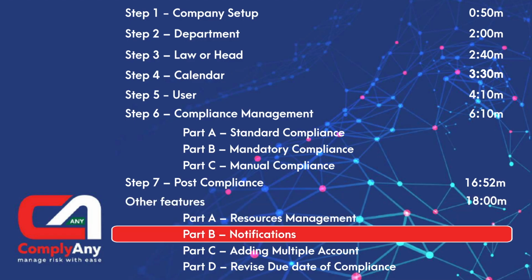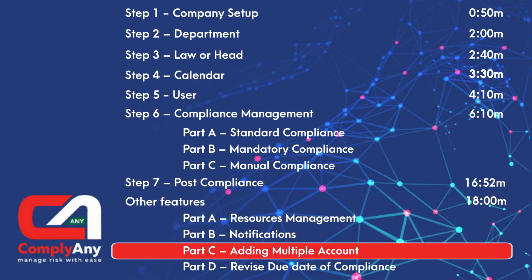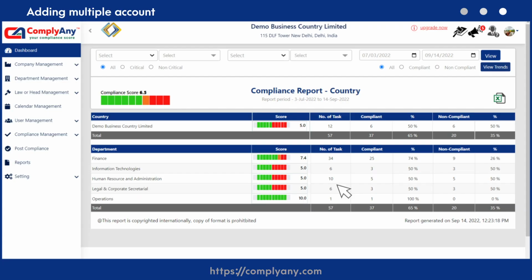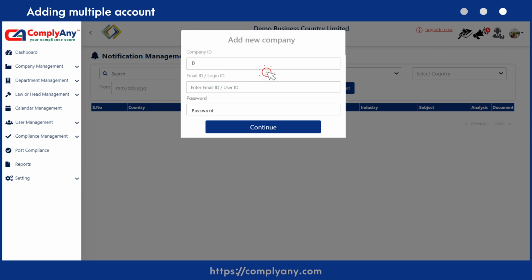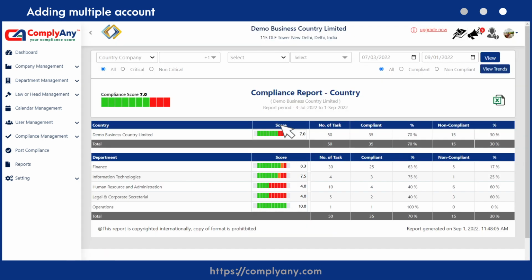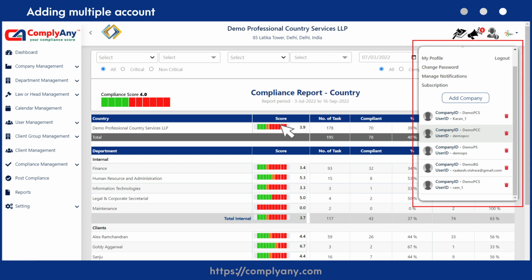Other features. Part C. Adding multiple account. If you have multiple subscription plans, maybe for different group of companies or one for business and one for personal, you can click Add Company option. In the pop-up enter company ID, user ID and password. Now you can switch over these accounts whenever you want to see the other one.